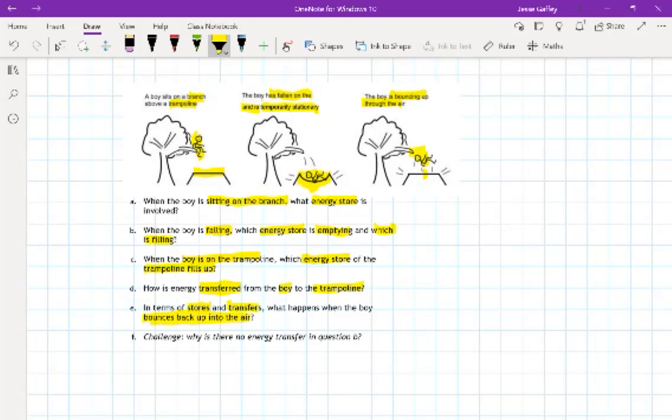So he'll start off moving very quickly and his kinetic store will have a lot of energy. And then as he gets higher and higher, his kinetic energy store will decrease, and that's why his speed will slow down and his gravitational store will be filling up. The transfers, well, how does he end up going back up into the air? Well, the trampoline pushes him up. So it transfers energy to the boy by mechanical working.